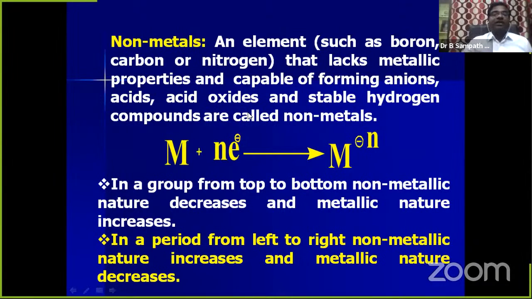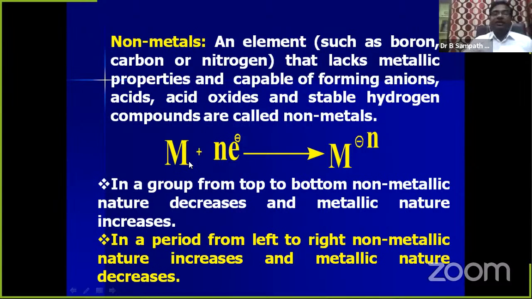Next, let us see the non-metals. So what are non-metals? This is just the opposite of the metals. An element that lacks metallic properties and is capable of forming anions, acids, acid oxides, and stable hydrogen compounds is called a non-metal. Generally, boron, carbon, and nitrogen are good non-metals. Here, the equation refers to the non-metals.